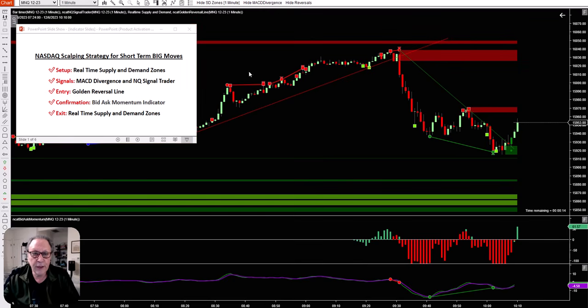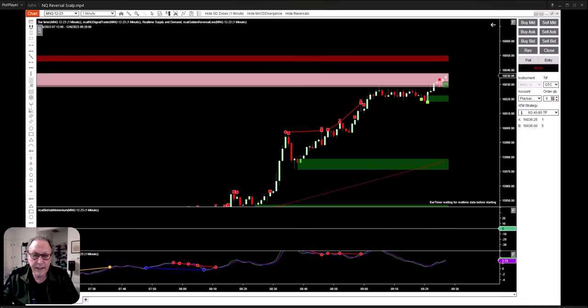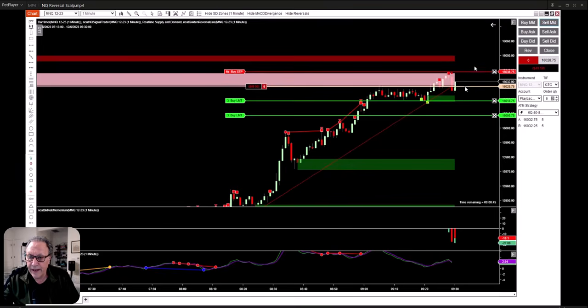All right, let's go ahead and look at the charts and the trades today. So here we are right around the open. It's 9:30. We know we had some news earlier, and here is our golden reversal line that just printed. We're right at the edge of our supply-demand zone. We're looking for a reversal. As soon as we cross that line and that candle closes, we're going to get in that trade.